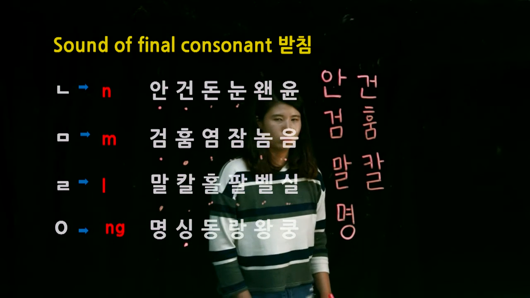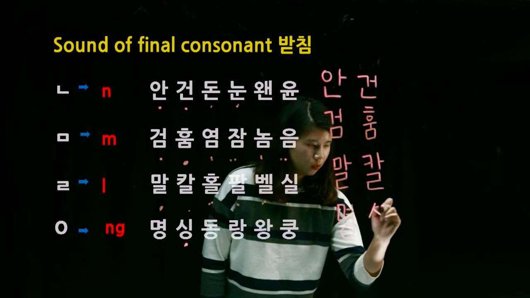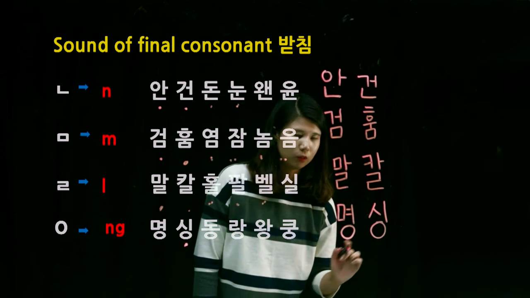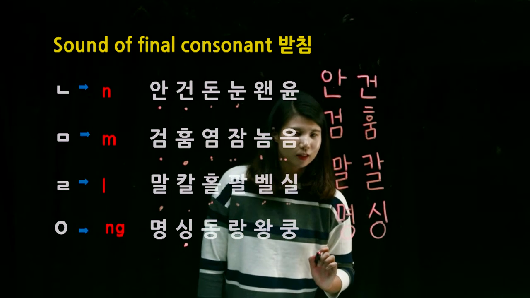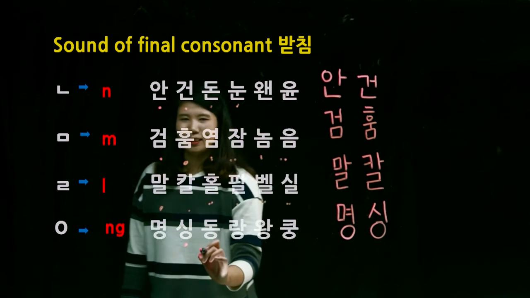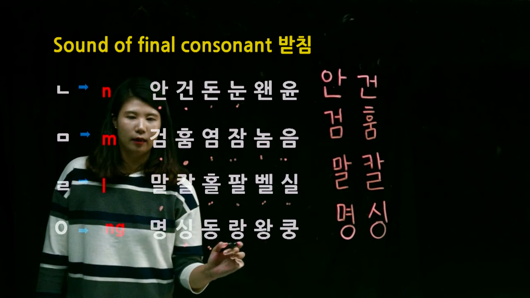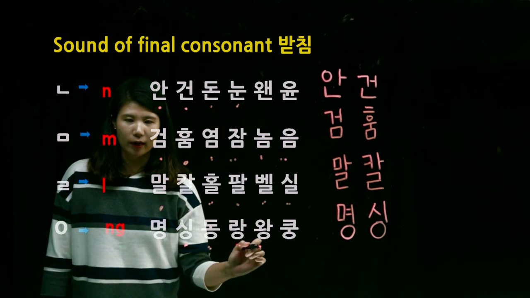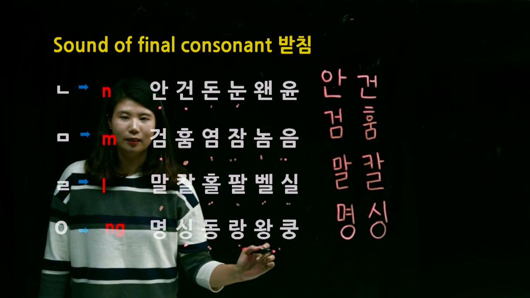Okay, let's try the second syllable. So it will be, you can see the 시 and the iung on the bottom. So 싱. Very good. You're getting there. Okay, let's try reading the rest. 동. 랑. 왕. 쿵. Excellent. Okay, now it's time to read.